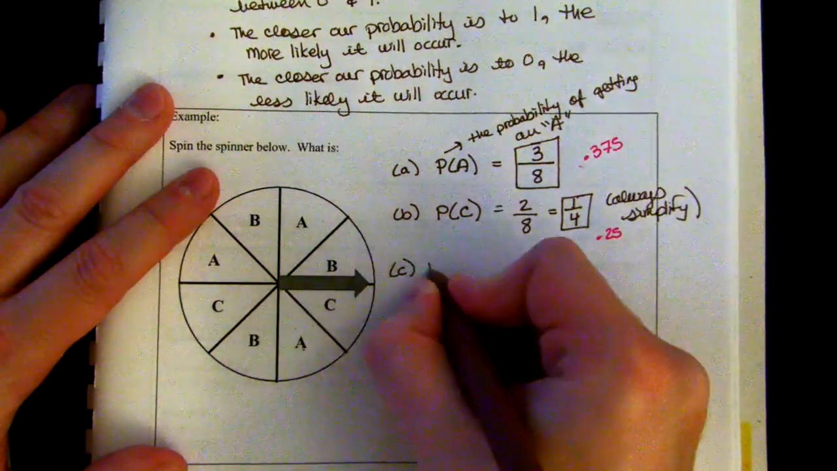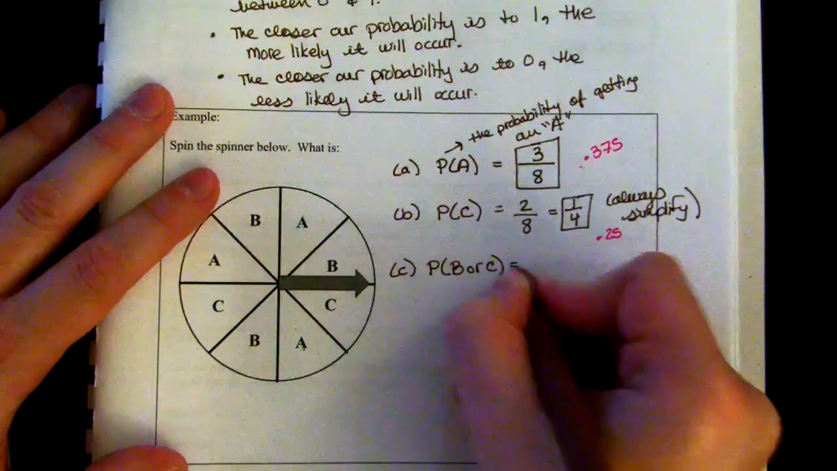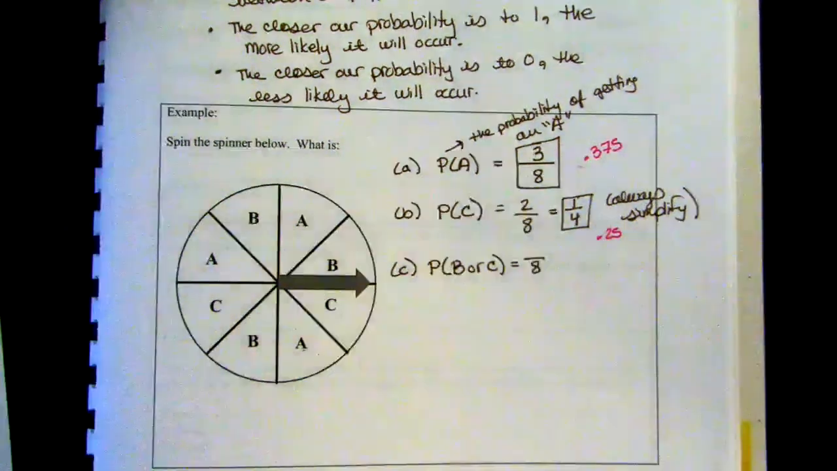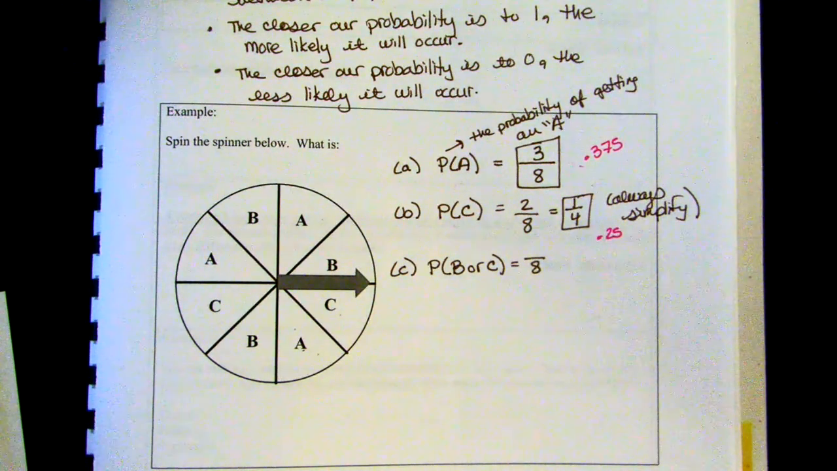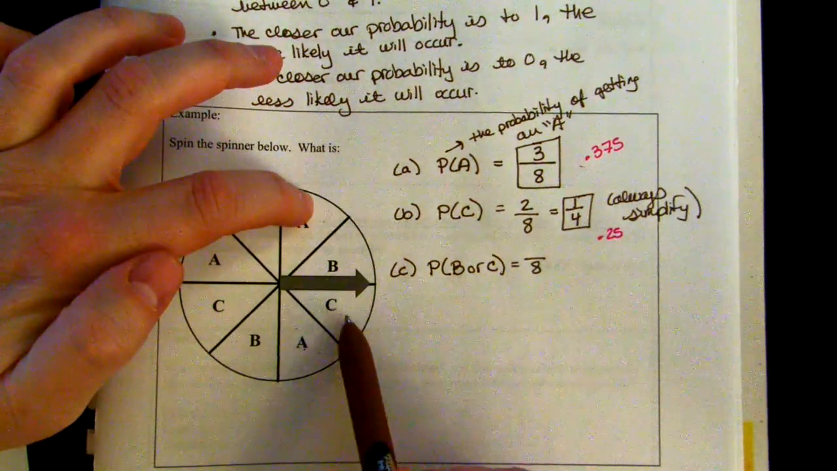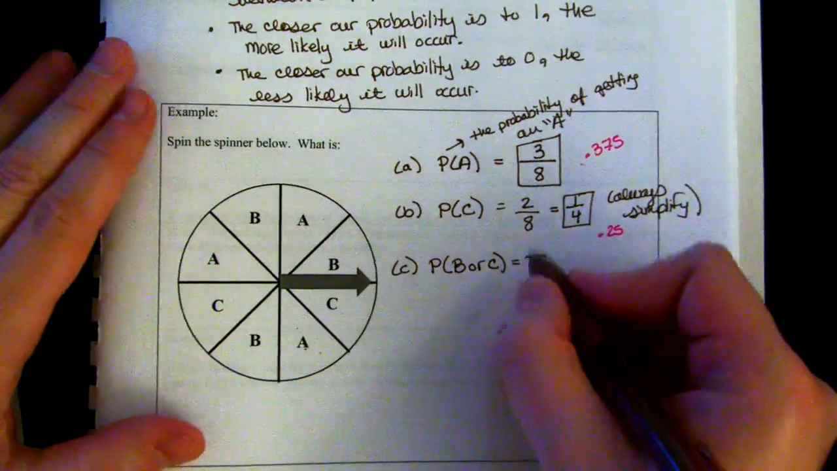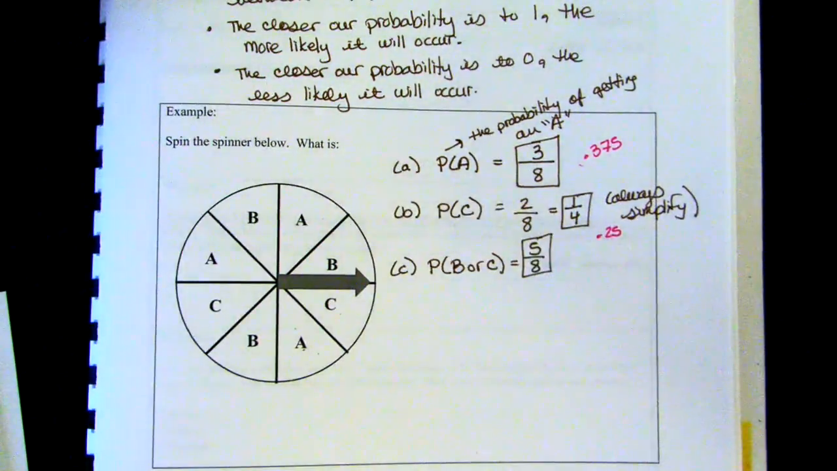Part C, I want to find the probability of getting a B or a C, and I know my denominator is still 8. How many total spaces either have a B or a C on them? Okay, I'm going to start counting here. I've got 1, 2, 3, 4, 5. I'm thinking 5 out of 8, and there we go.